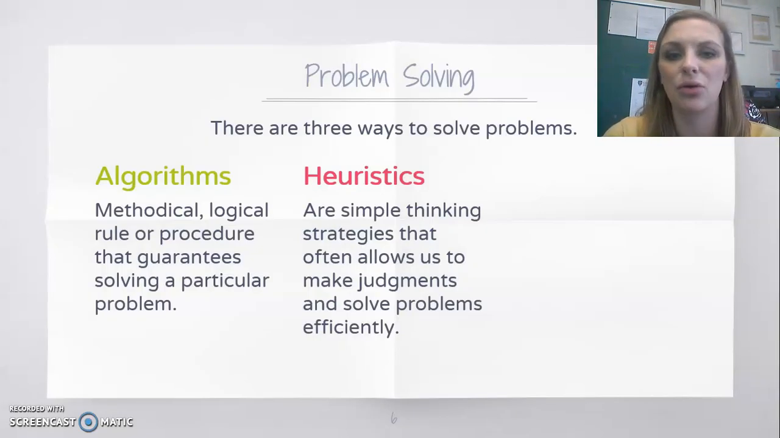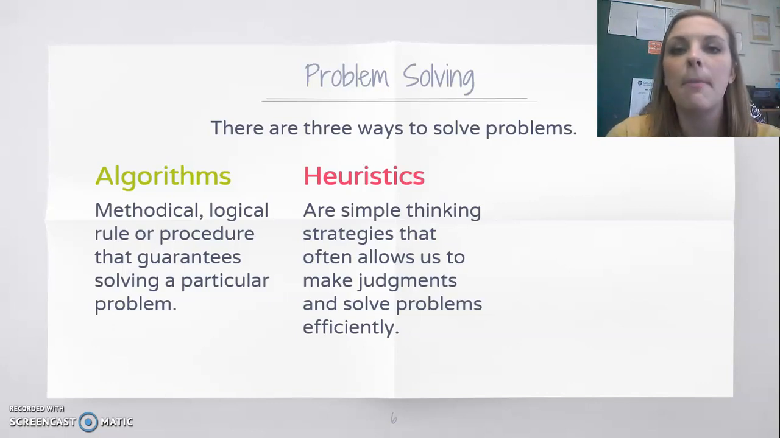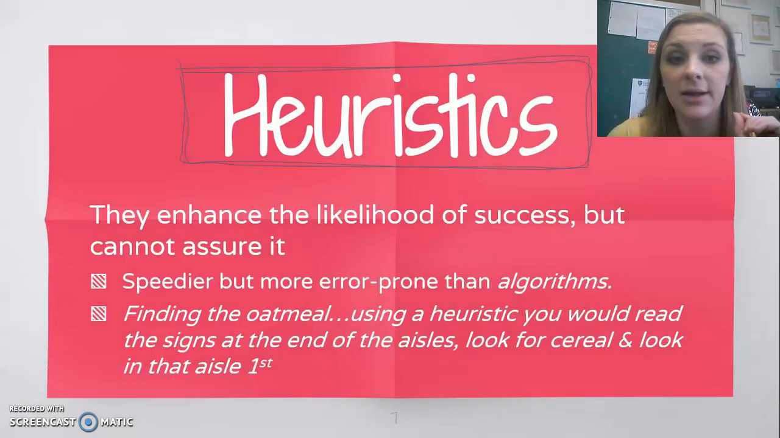That's why we have heuristics. Heuristics are simple thinking strategies that allow us to make judgments and solve problems efficiently. So these are shortcuts that our brain takes. We all do these, okay?